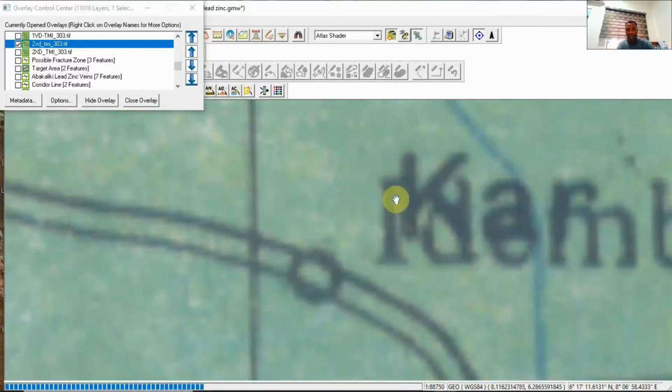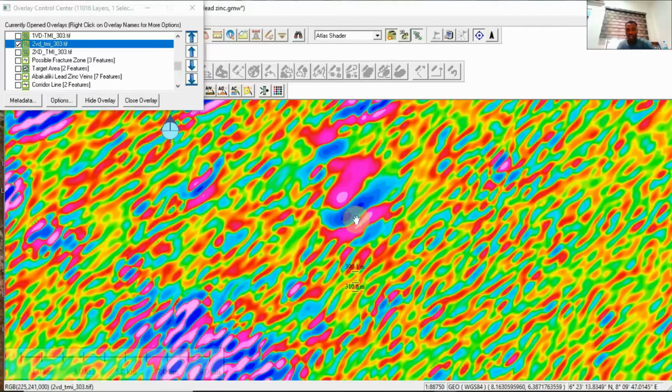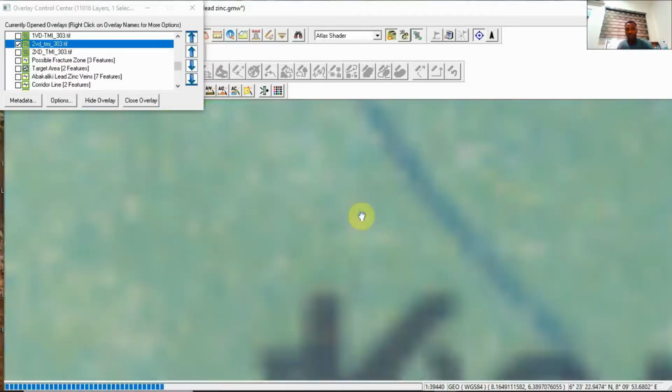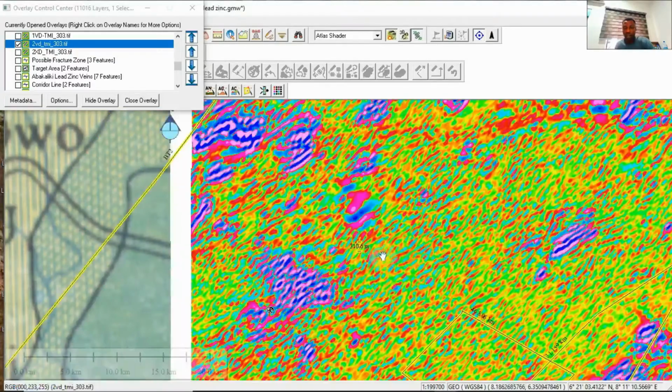Now let's look at this place also, where we have one of the good mines here. This is another mine located along this location. You can see that this is a very clear anomaly within the surroundings.